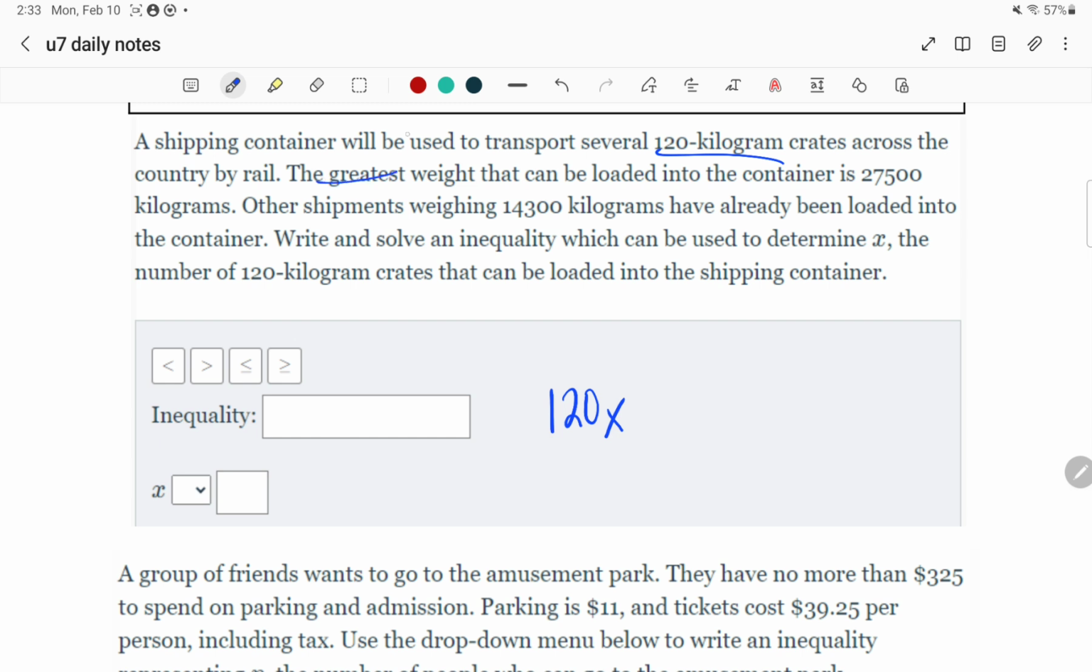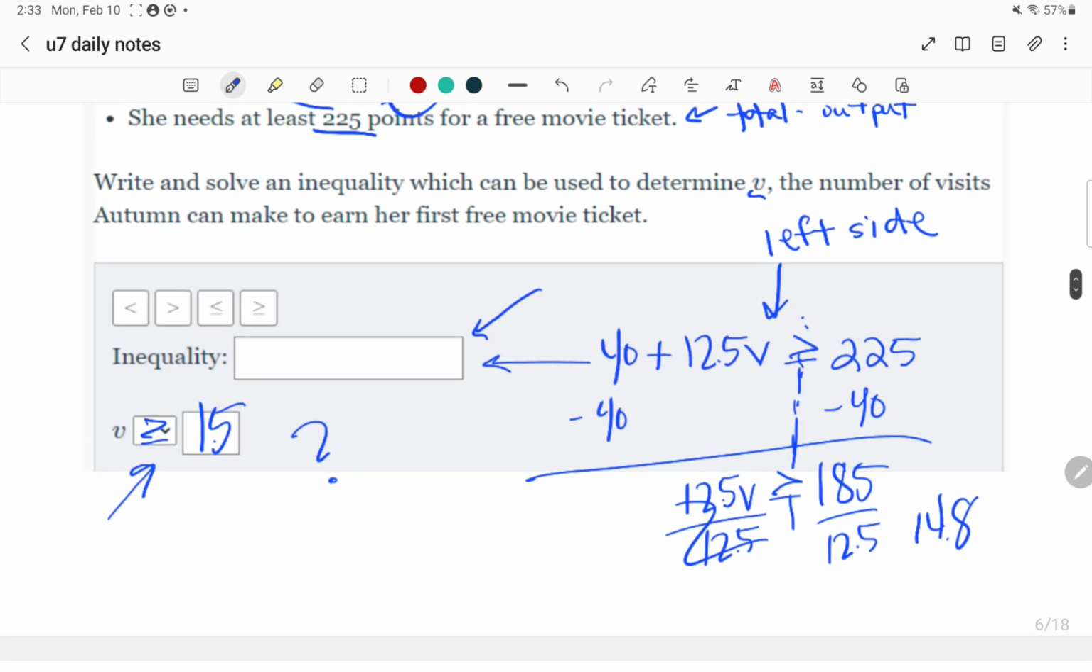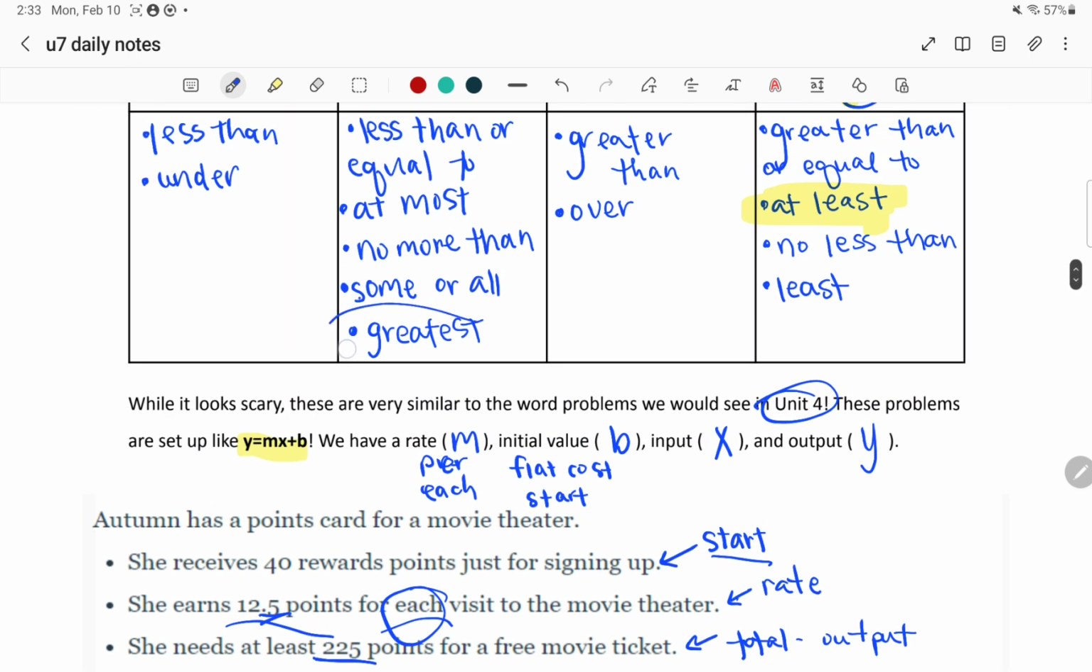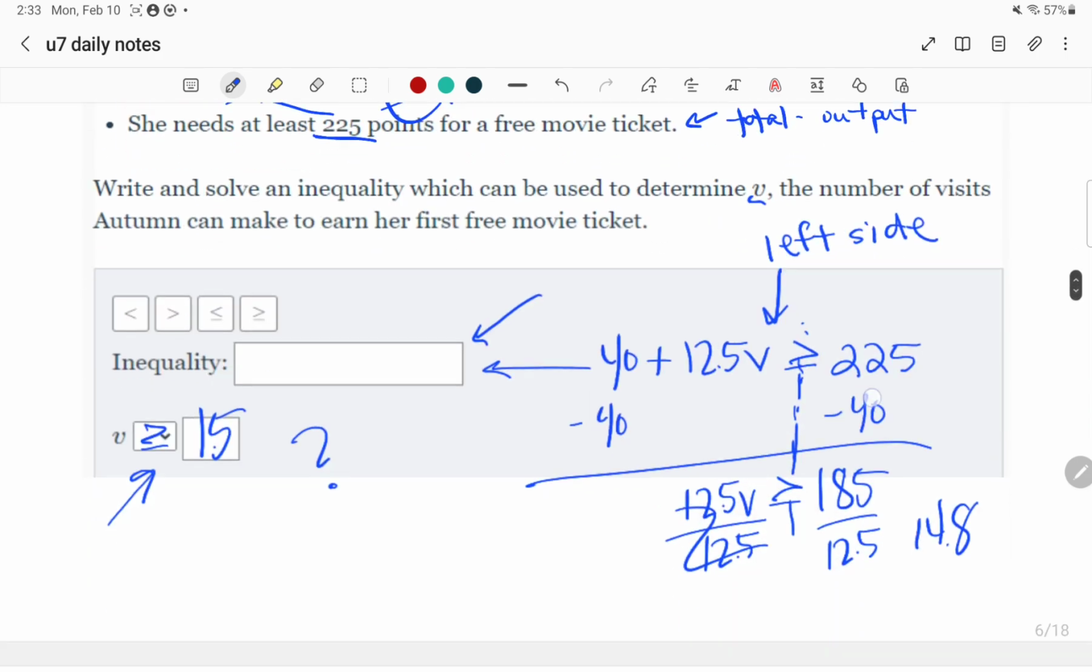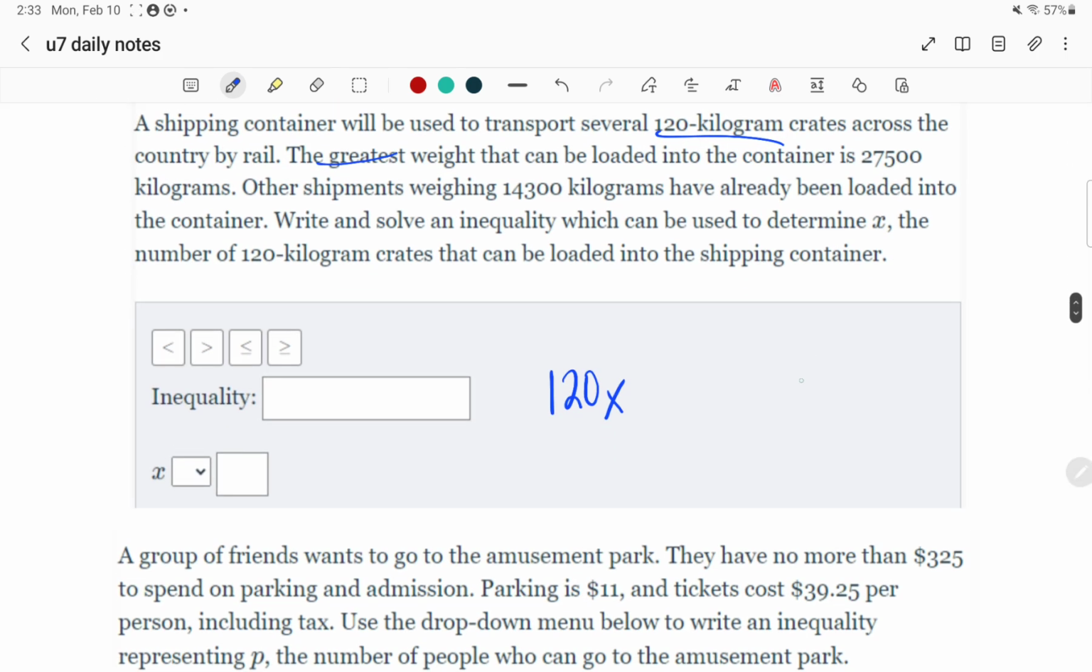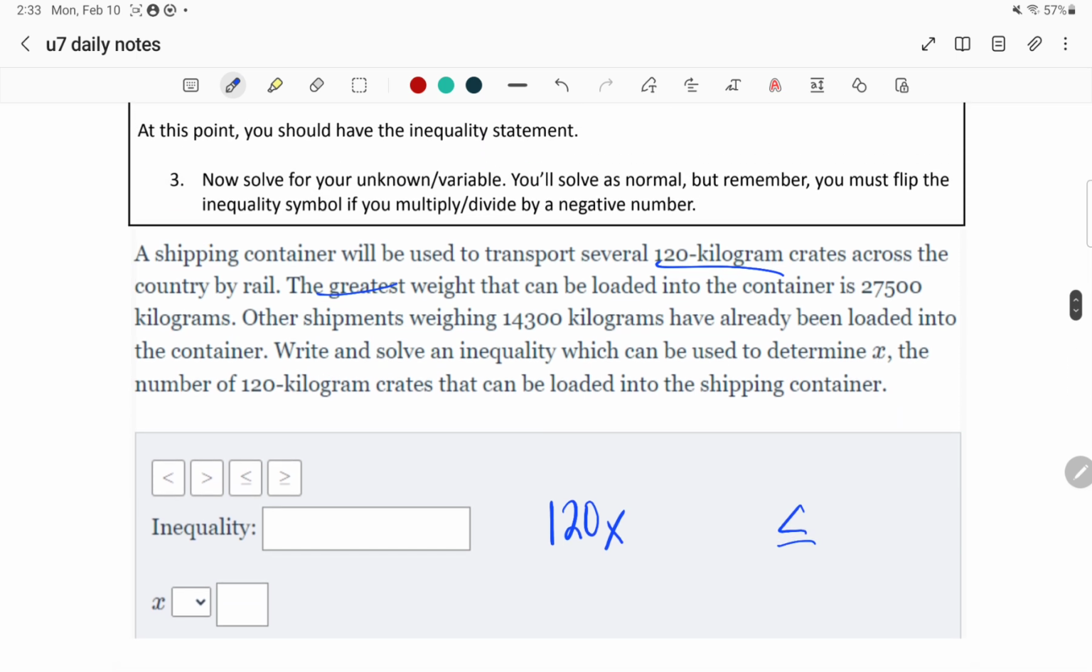The greatest weight that can be loaded into the container is 27,500 kilograms. So greatest, I'm going to come up here, is right there. That is less than or equal to. The greatest weight that I can have is 27,500, meaning I cannot get bigger than that. So everything that I don't know is going to be less than or equal to 27,500.